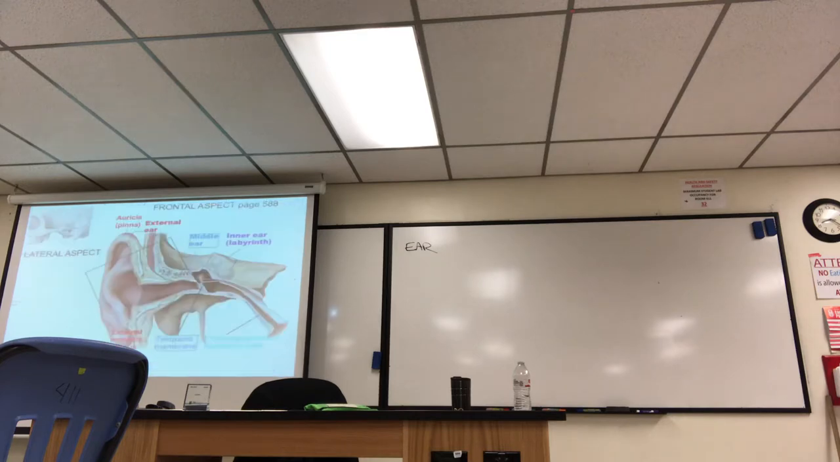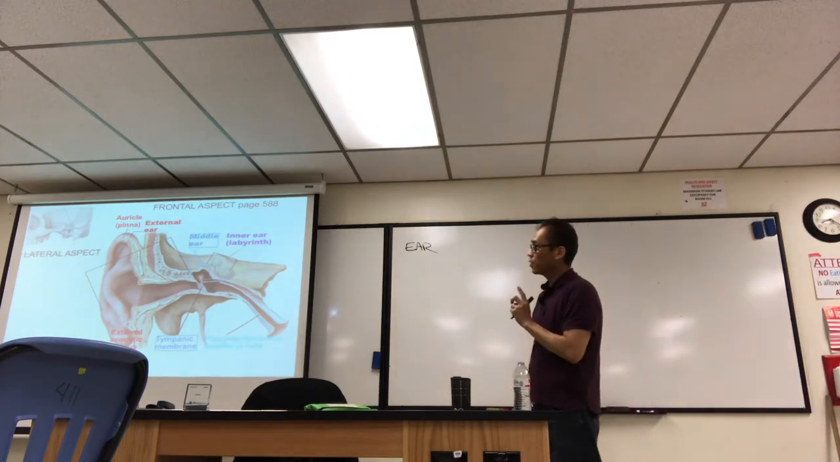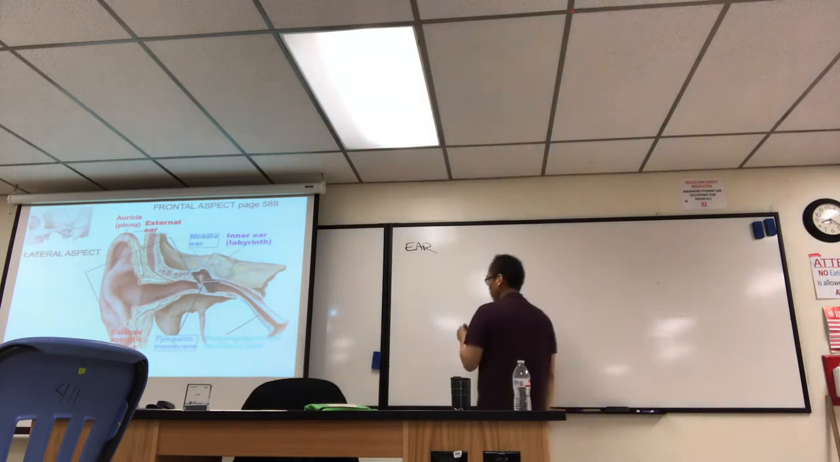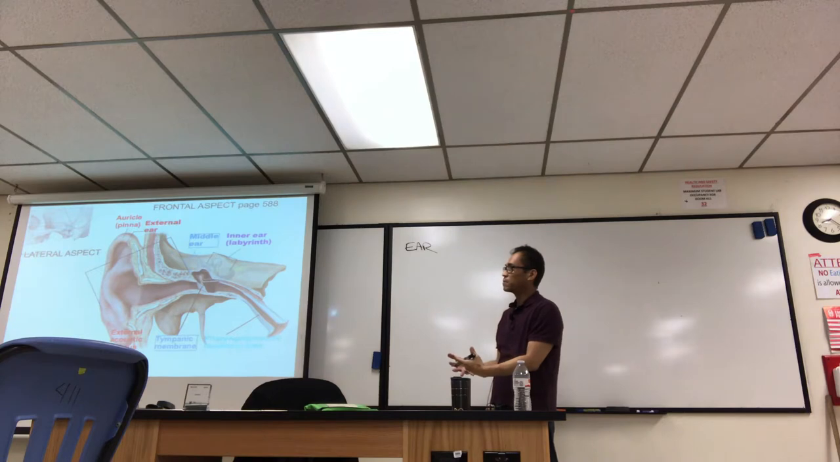Take a step back and look at the whole ear. We have models of this in the room. What we see is that the ear is divided into different regions: the external ear, the middle ear, and the inner ear. For the most part, the external ear and the middle ear are for the transference of sound waves to the inner ear structure, where the hair cells are.